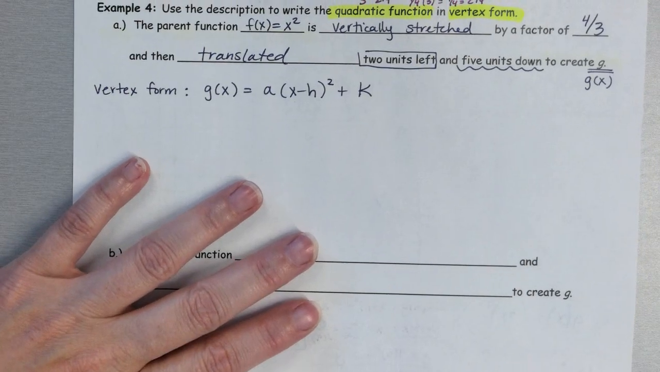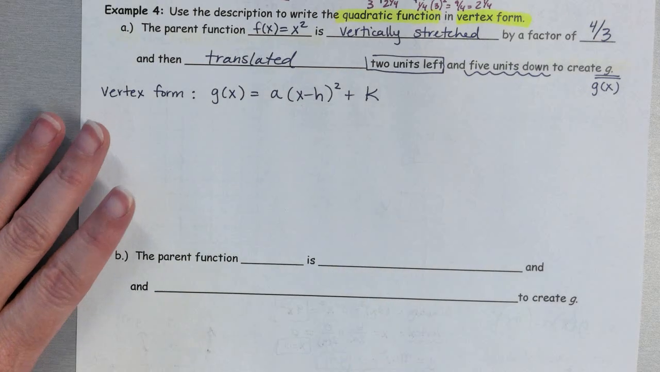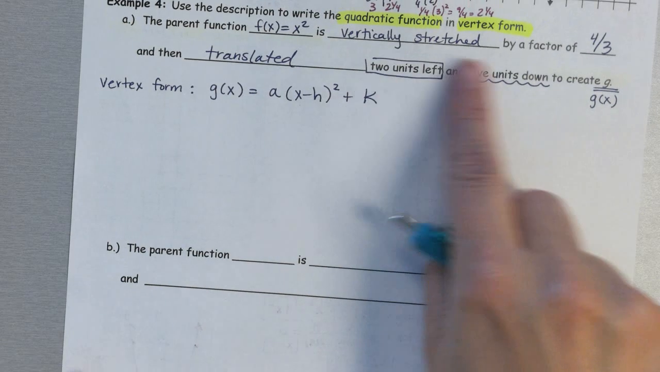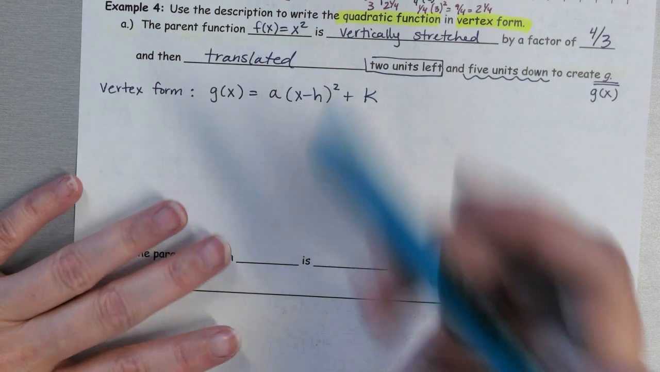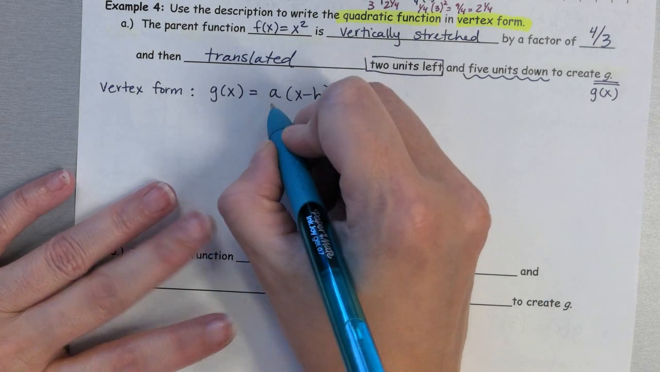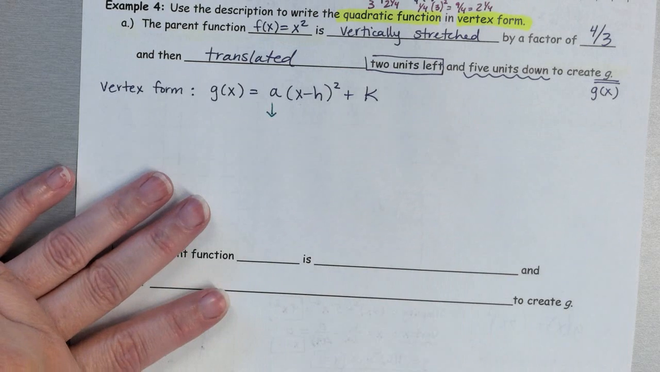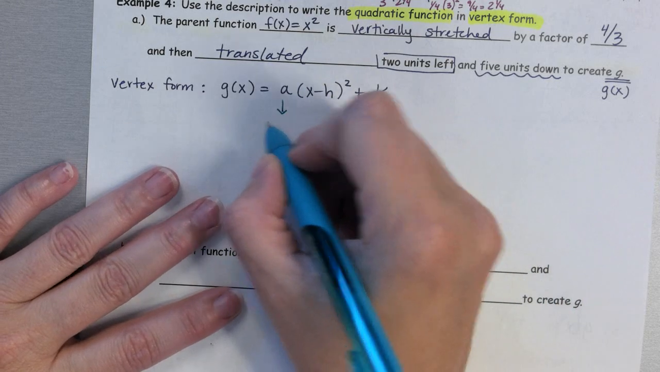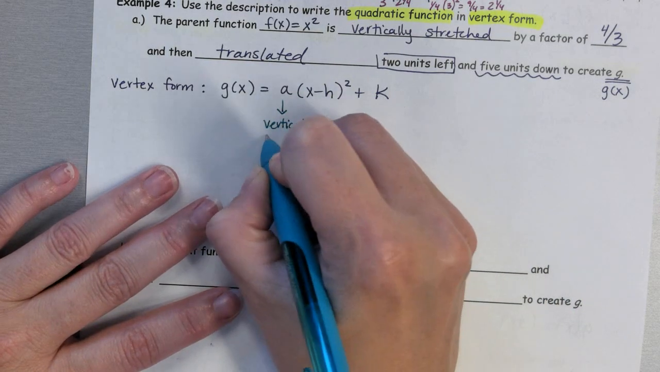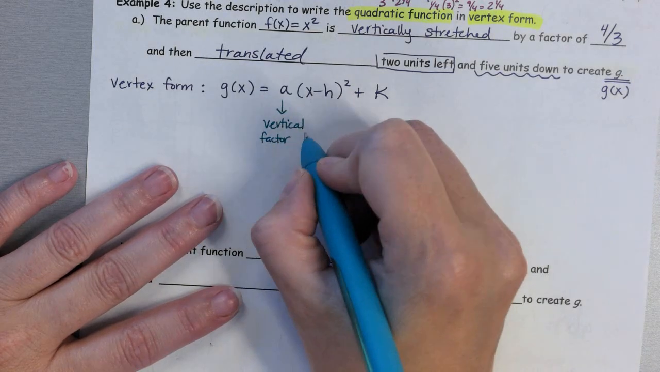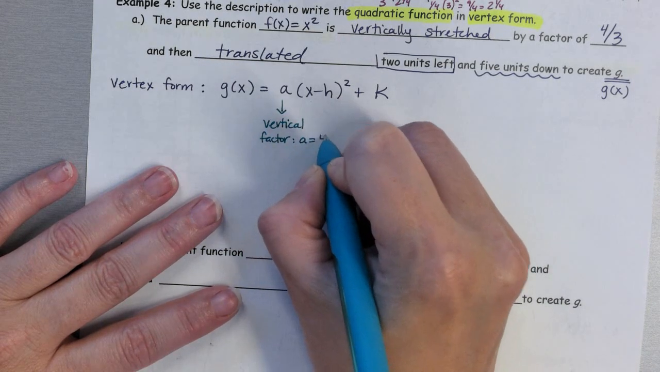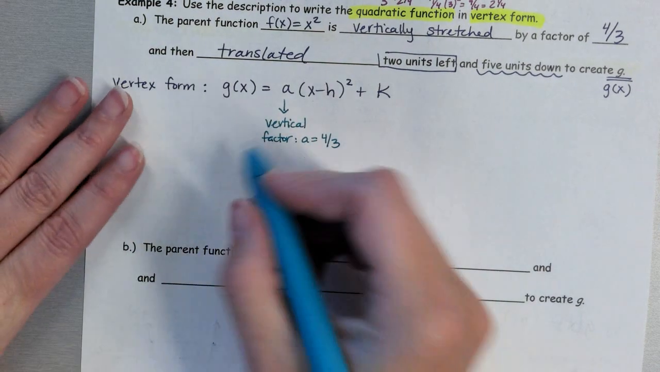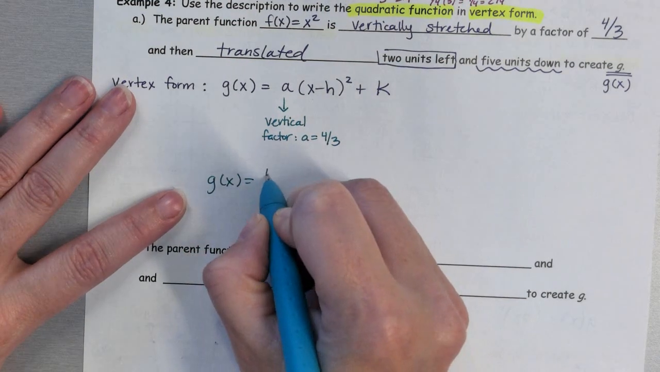All right, so now we're going to talk about what correlates to different variables in vertex form. The first thing they tell us is it's vertically stretched by a factor of 4/3. This A value corresponds to the vertical factor. It will also correspond when you have a reflection. So in this case, your A value is going to be 4/3. We're going to plug that in. So g of x equals 4/3 right there.